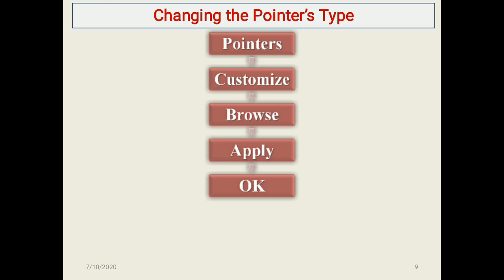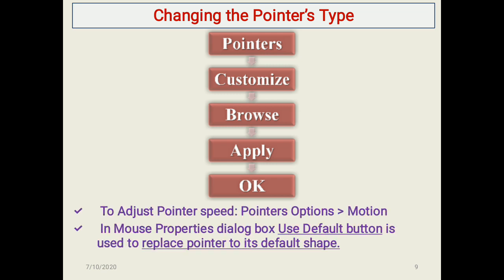Step 6, click the apply button. The desired changes come into effect. Step 7, when all the changes are done, click the OK button. Next, if you want to change the pointer speed, the user has to click on the pointers option, then motion. In the mouse properties dialog box, the use default button is used to replace the pointer to its original shape.